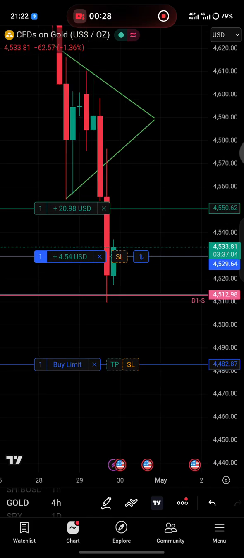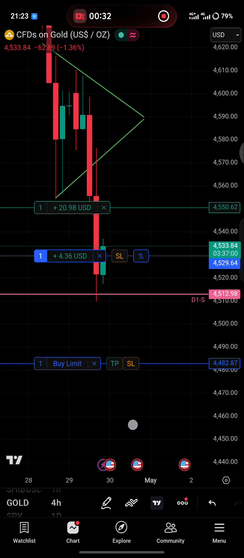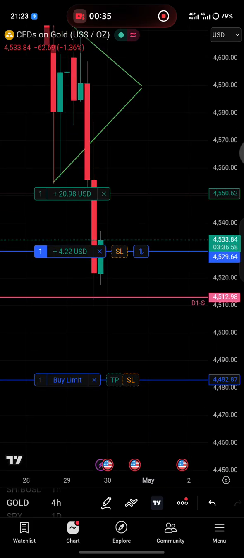So right now we are waiting for the chart to form a bullish price action after this dump, right? And this chart on the 4 hour chart has been trying to form a bullish price action, but will it be able to complete? We're going to be checking and see, right?